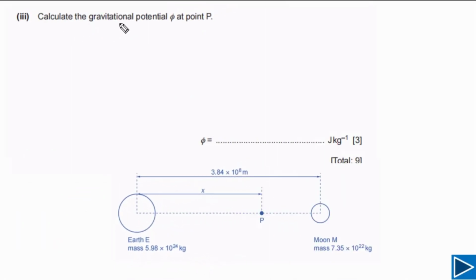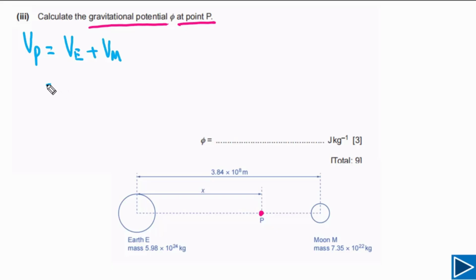For the last part, the question is asking us to calculate the gravitational potential at point P, meaning the value of potential at this neutral point. We have to find out the value of gravitational potential. So I will write Vp. That Vp will be equal to the potential due to our planet at that point plus the potential due to the moon at that point. This is the main concept we need to understand.